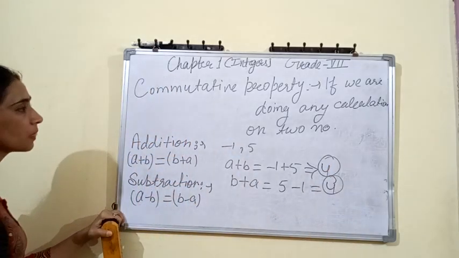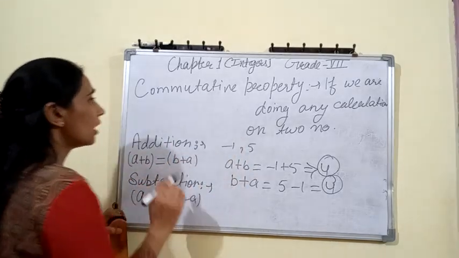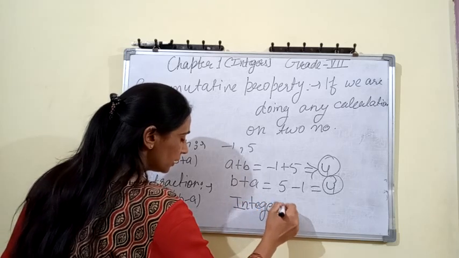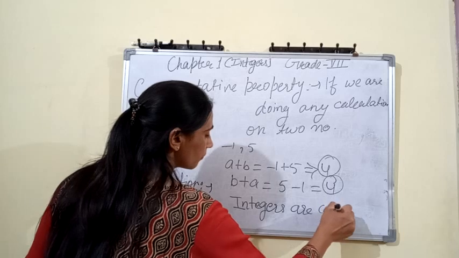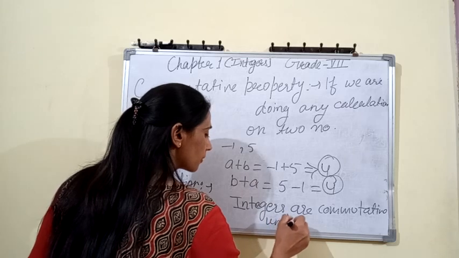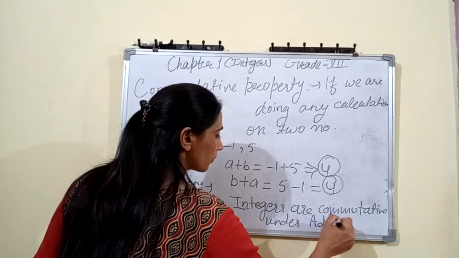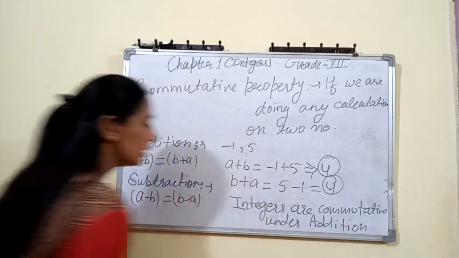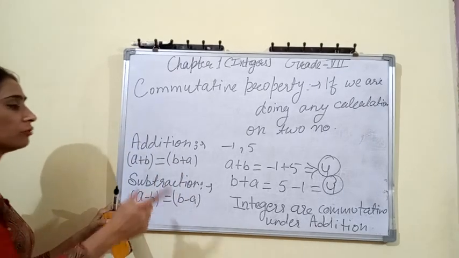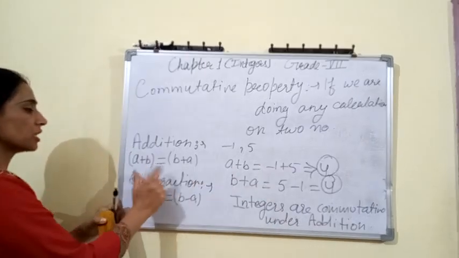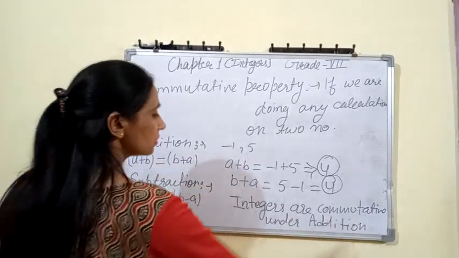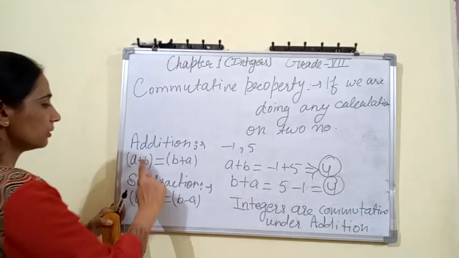That means we can say integers are commutative. What you will write? Integers are commutative under addition. Okay, integers are commutative under addition, because we checked here addition, we reversed the order and still we are getting the same result. So we will say if a plus b is equal to b plus a, then we can say integers are commutative under addition.